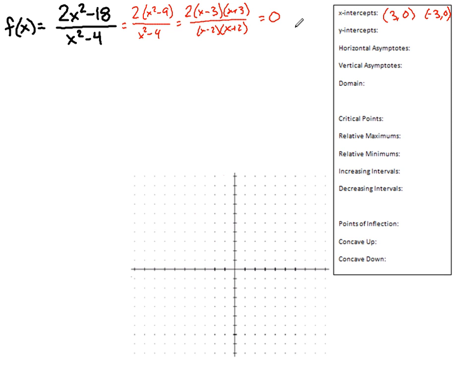For the y-intercept, all I'm going to do is plug in 0. When I do that, I should get negative 18 over negative 4, which will reduce to 9 over 2. 9 halves, which would be about 4.5. Not about 4.5, exactly 4.5.